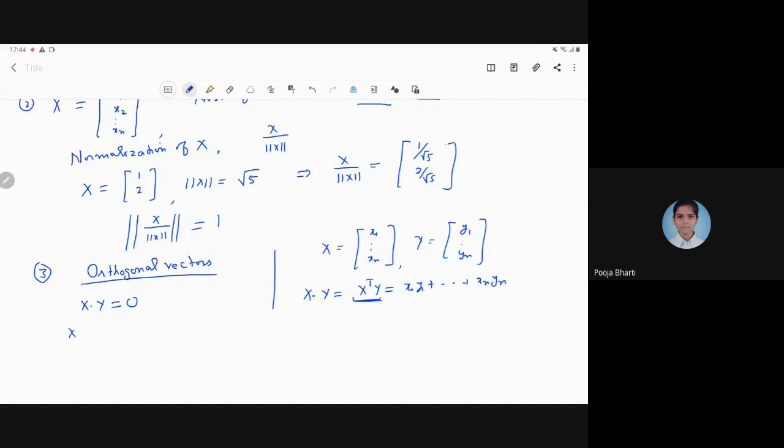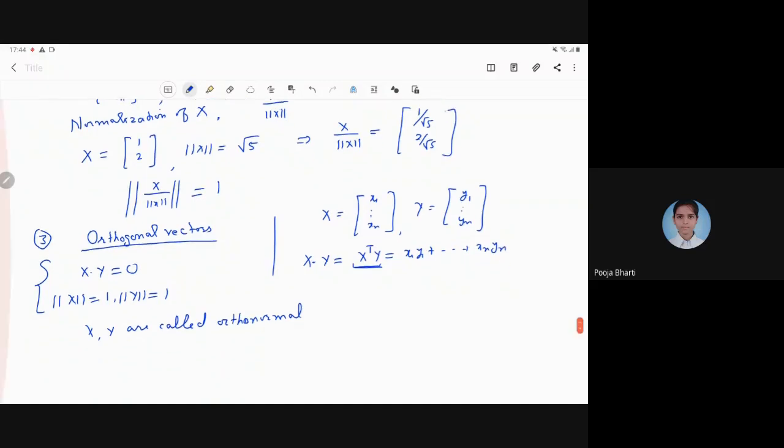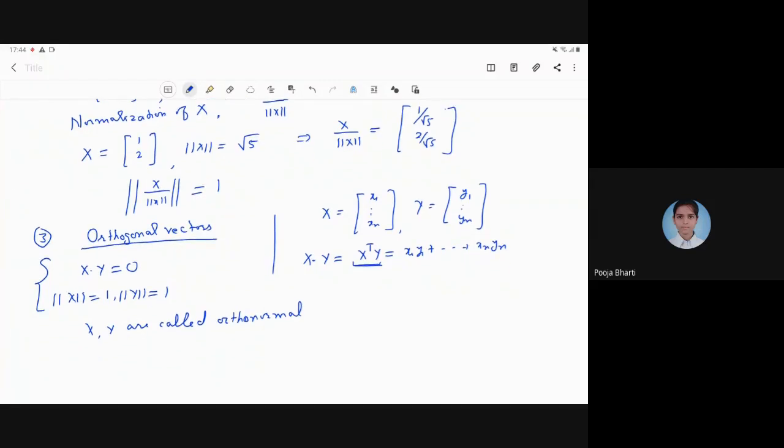Further, suppose norm X is 1 and norm Y is also 1, in addition to the first condition, then X, Y are called orthonormal vectors. Orthonormal. There is another term. Orthogonal means simply their dot product is 0. Orthonormal means dot product is 0 as well as their individual norms are 1, their magnitudes are 1. Clear the two definitions?